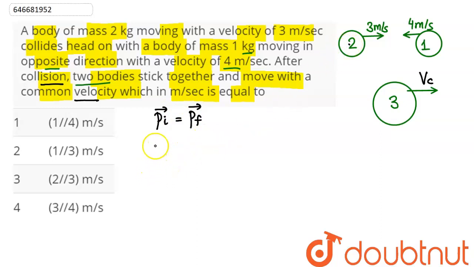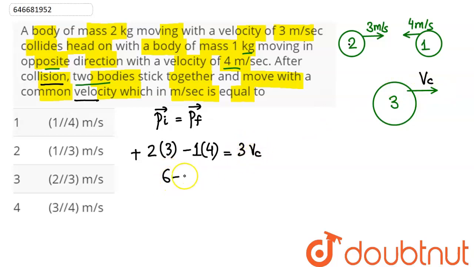So here we can say initially the linear momentum of the system is plus 2 into 3 here for this, since velocity is in plus x direction, whereas for this 1 kg we have here linear momentum as minus 1 into 4 as this system moves towards minus x direction, which will be equal to final linear momentum of the system here, which will be, let's say, plus 3 into Vc.